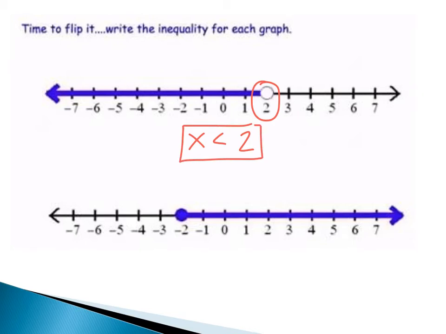Now remember, less than, I have to use that because it's an open dot. Next one, I have a closed dot. So I know that we're going to have to include the equal sign. Okay, so what do we have here? Well, negative 2. I know that my boundary is negative 2. And look at all the values. I'm going to all the values bigger than negative 2. So x must be greater than, but because the dot is closed, we're including negative 2. We must add the equal sign. So x is greater than or equal to negative 2.